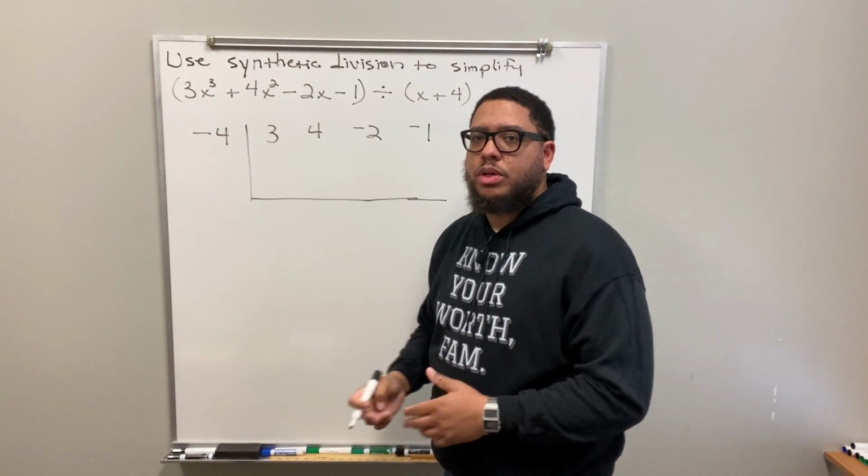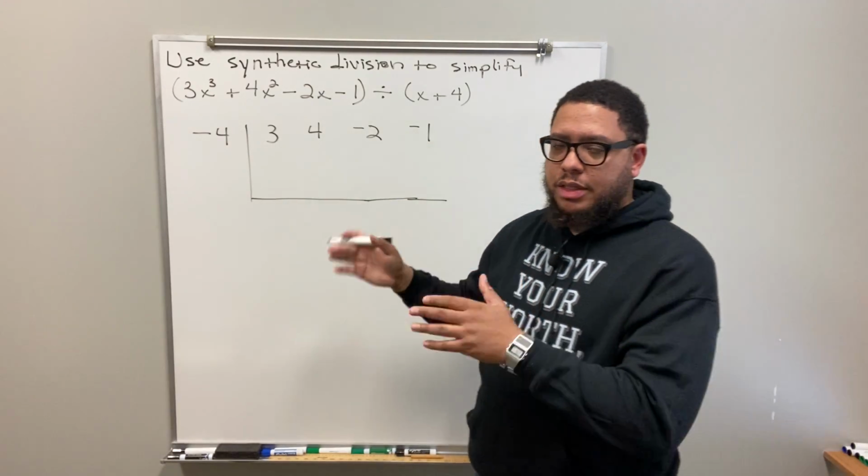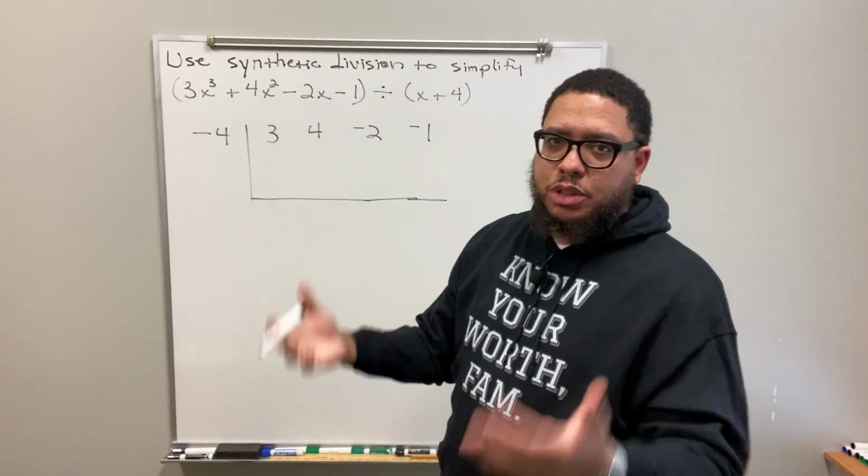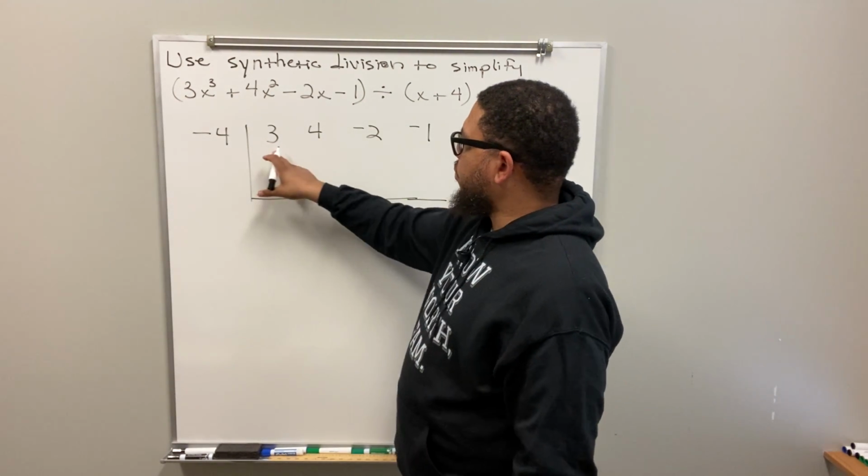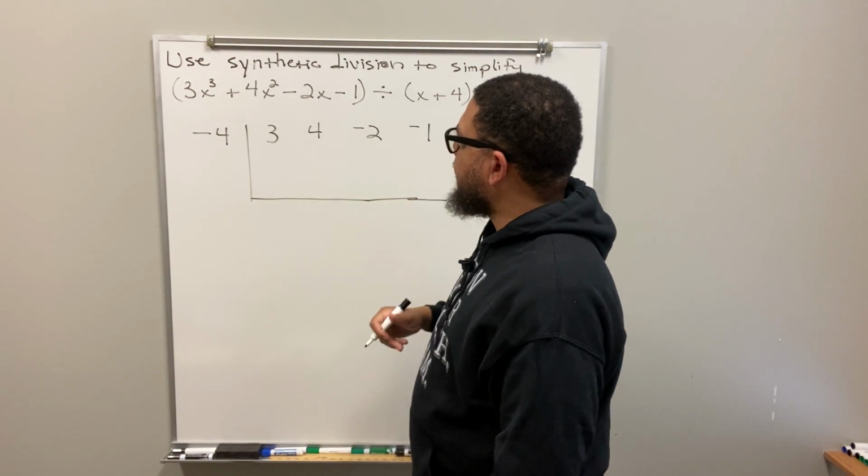All right. I'll probably do another video where there's an example that's exactly like that in order to better explain what I'm actually talking about. But now for this example, we have 3, 4, negative 2, and negative 1.